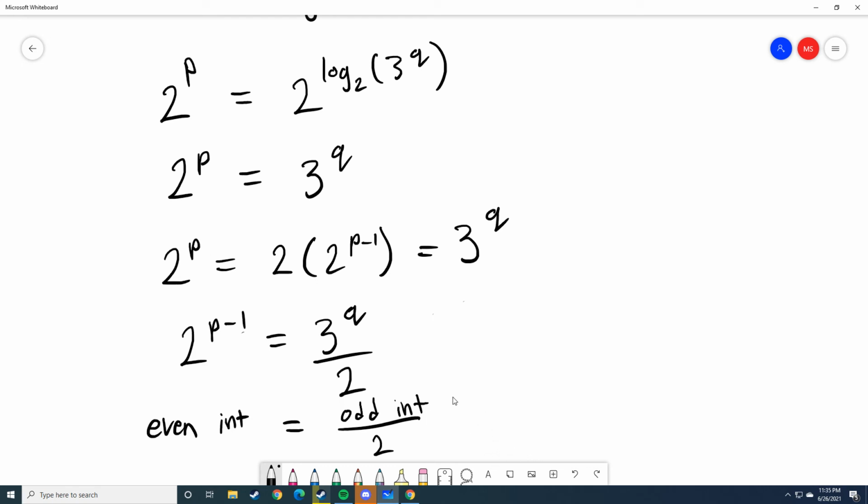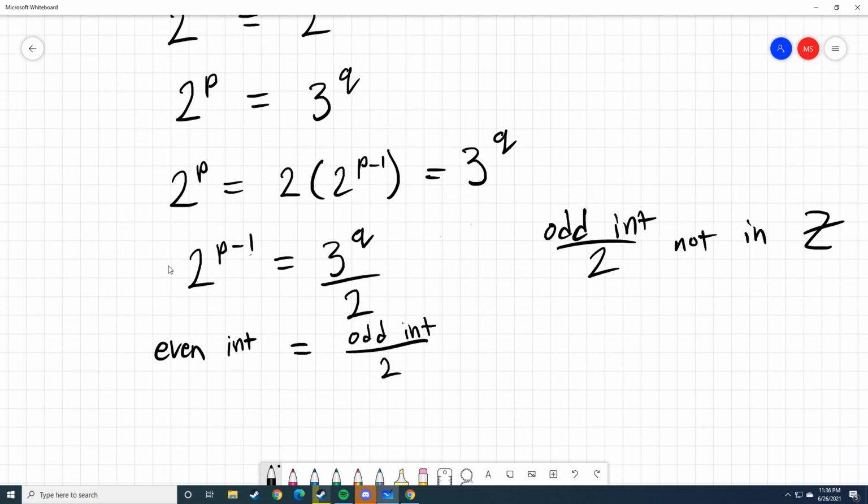Okay, now an odd integer over 2. Well, we know that odd numbers are not divisible by 2 evenly. So we know that an odd integer over 2 is not in the integers. It's going to have a decimal. It will be a rational number, but it will not be an integer, right? 3/2, 5/2, so on and so forth. An odd number divided by 2 is not an integer.